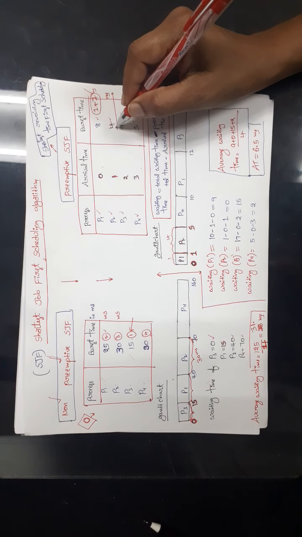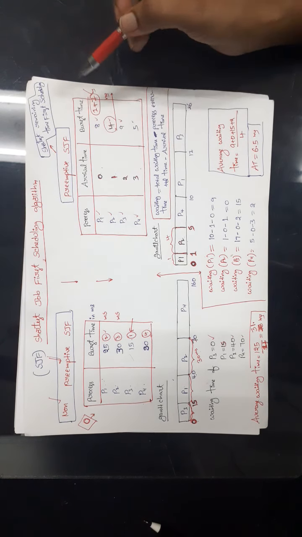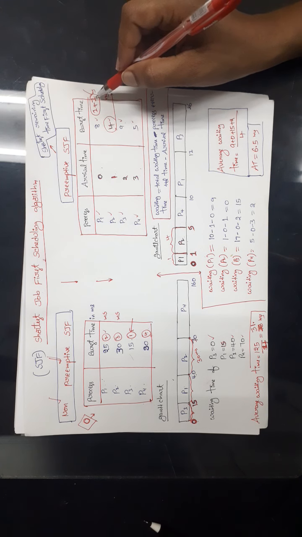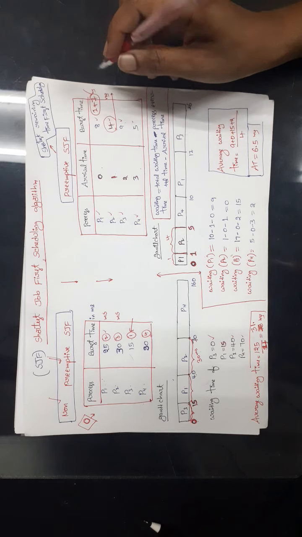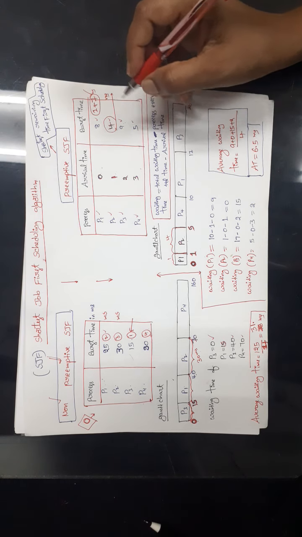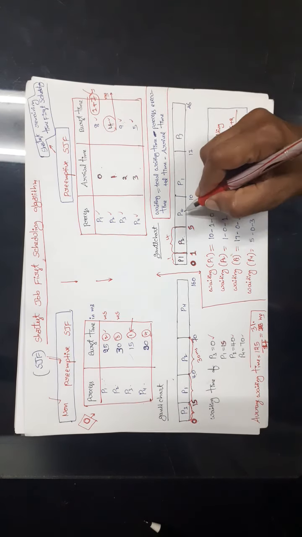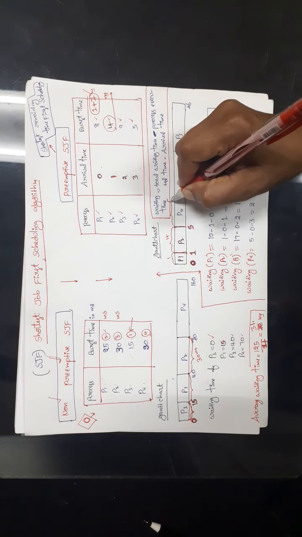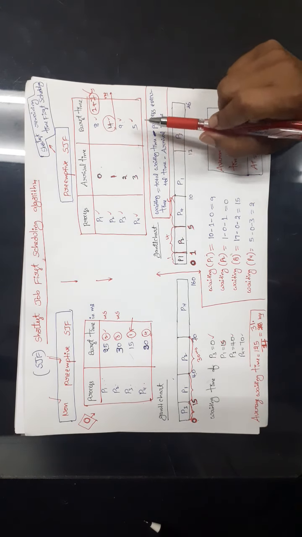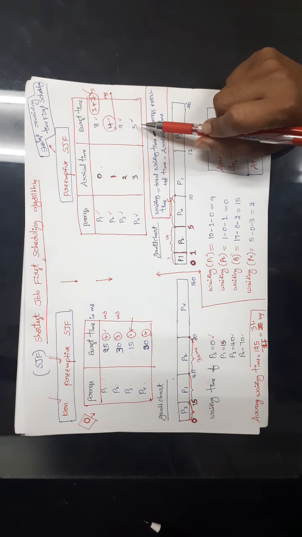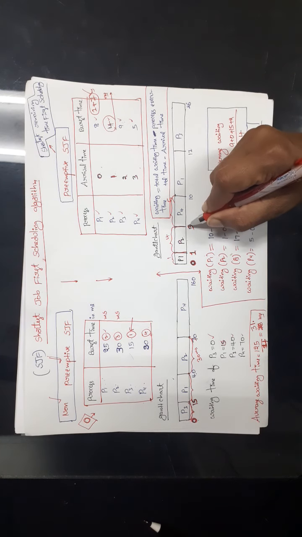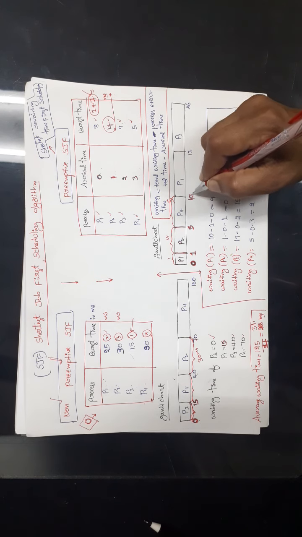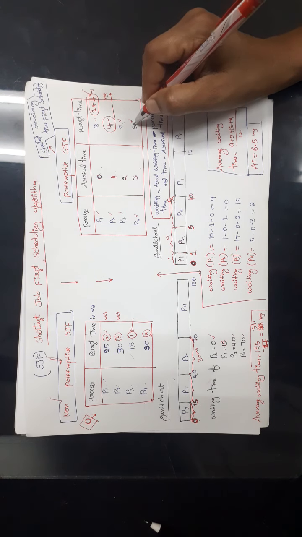P2 has finished its execution. Then how many processes are there? 1, 3 and 4. Among these three, which process has the shortest burst time? P4, right? So we have to give CPU to P4. It will get the CPU for 5 milliseconds. So it will be executed for 5 milliseconds. Till here 5 milliseconds, up to here 10 milliseconds. So this one is also finished.